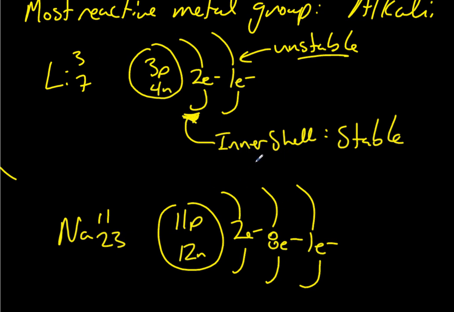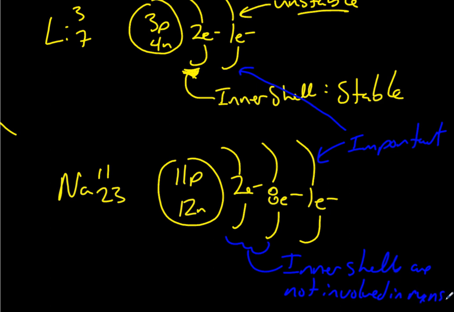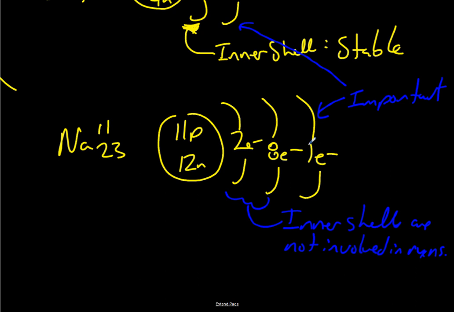This, as we talked about yesterday, is why they end up in the same family. This outer shell electron is hugely important. This gives the chemical character to the element. The inner shells are very unimportant when you're talking to a chemist. They're important for other reasons, but they're not involved in reactions. So I'm just going to write that. Inner shells are not involved in reactions at all. It's the outer shell that is involved in a reaction.